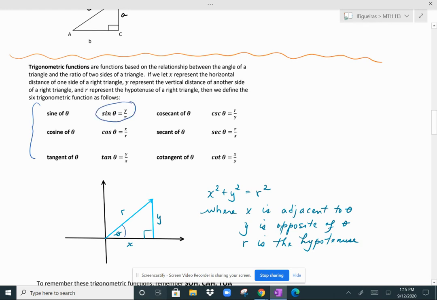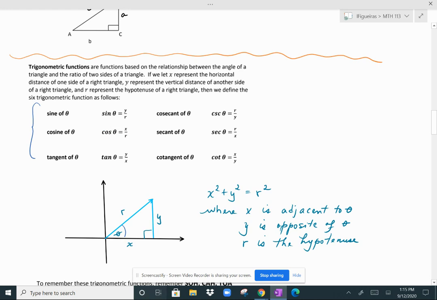So sine of theta, which will always be the trigonometric function of an angle, is equal to y over r. So it's equal to the side opposite of theta over the hypotenuse. So that's your ratio. Cosine of theta, which is abbreviated as cos of theta, is equal to the adjacent side to theta over the hypotenuse.